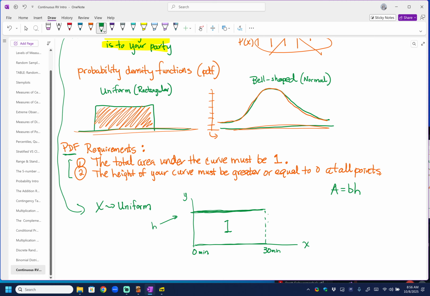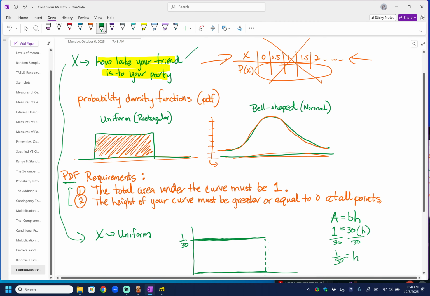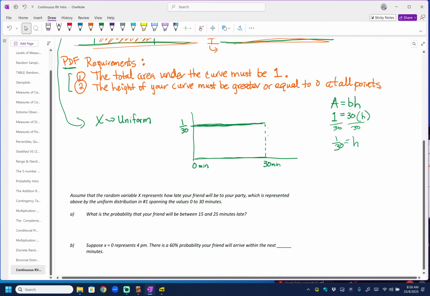So we know, first of all, that the area in this rectangle is 1, and we know that the base is 30 long, from 0 to 30. So if we divide both sides by 30, just some algebra, that's going to give us 1/30th as the height of this. So this uniform distribution we see here represents the random variable x, which is, remember, how late your friend is to the party. So let's now utilize this graph in order to answer some questions.